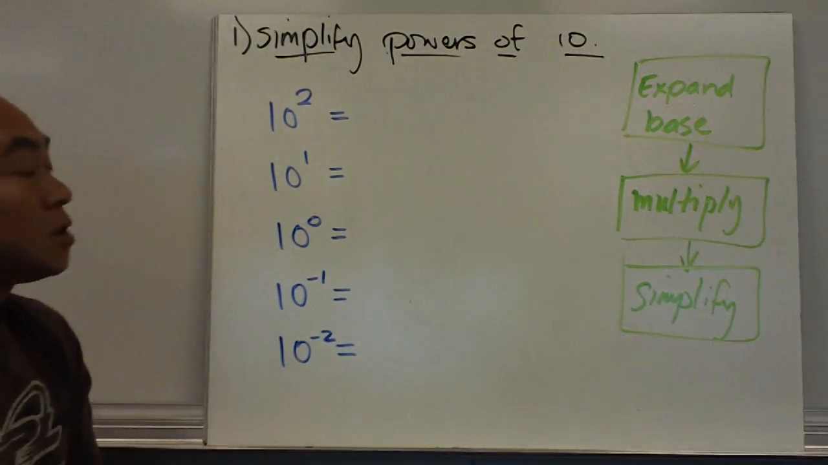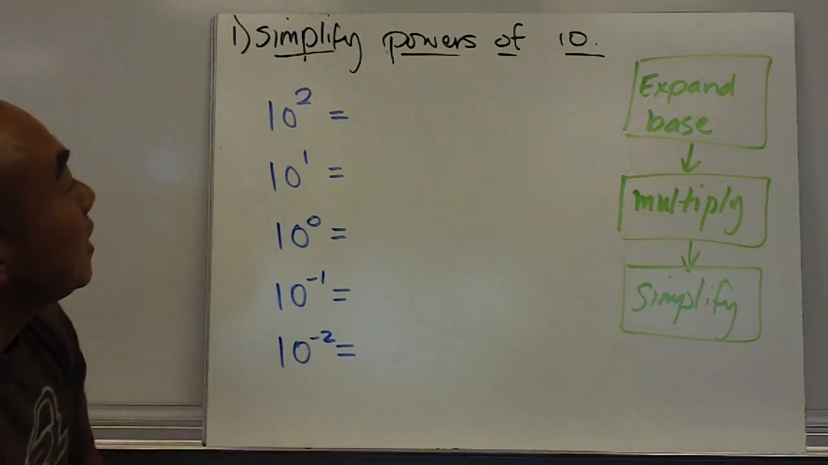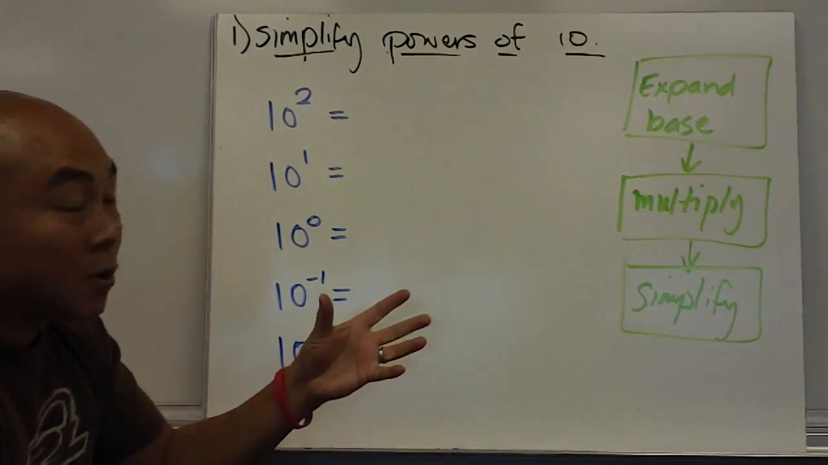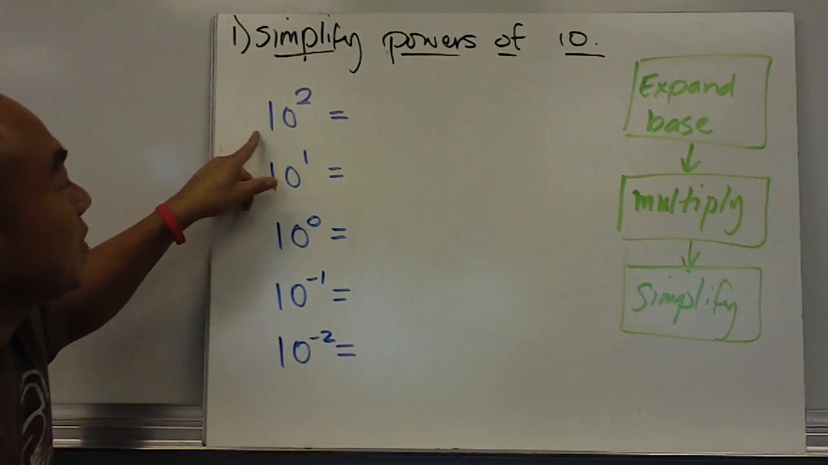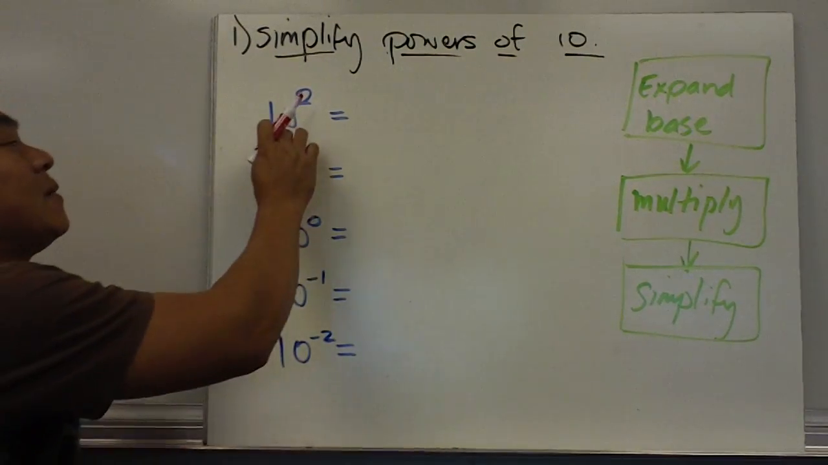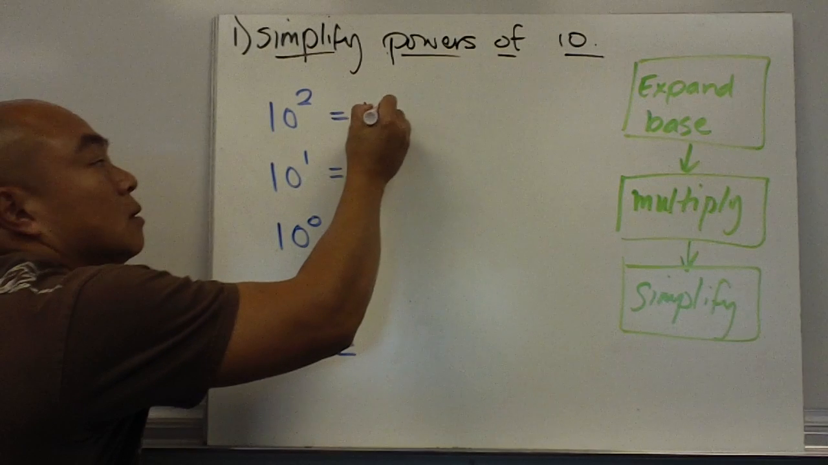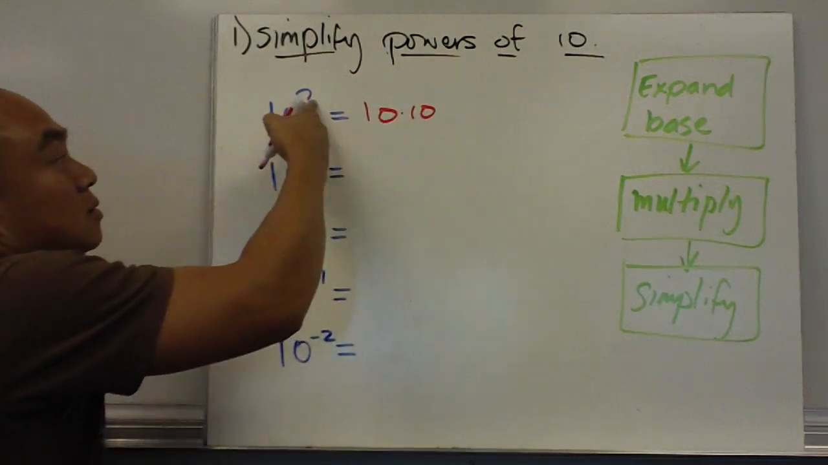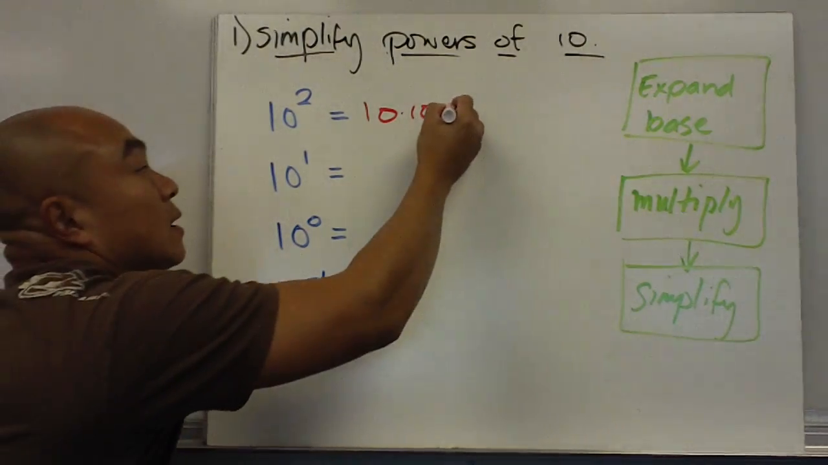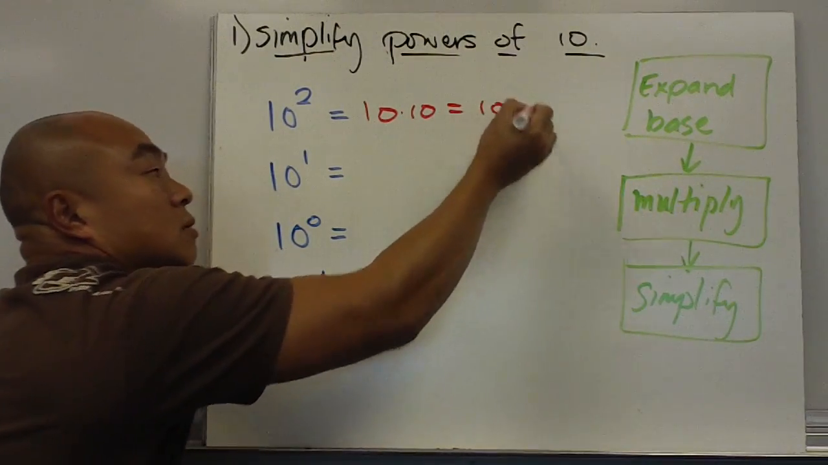Alright, so let's just start off with a quick pattern. We're just going to do some basic powers and exponents. So here we have 10 to the second power. And our first step that we always want to do here is we want to expand that base. So we're going to do 10 times 10, because the exponent tells me that I have two of these that I need to multiply together, and that gives me 100.